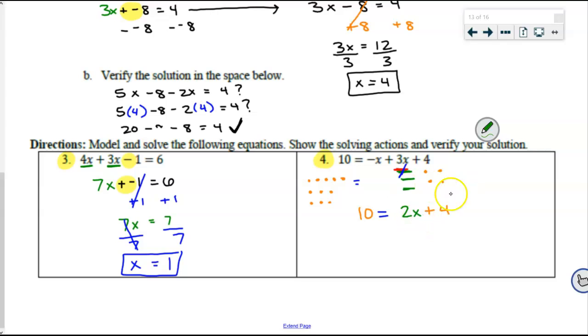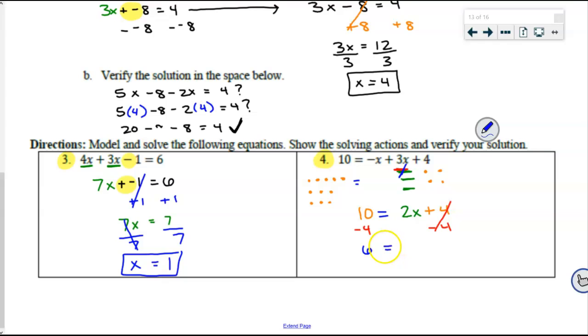X is multiplied by 2, and then we add 4, so I know what I need to undo. I know how to undo it and in what order. I'm going to undo adding 4 by subtracting 4. Whatever I do to one side, I do to the other side. That leaves me with 10 minus 4, which is equal to 6.